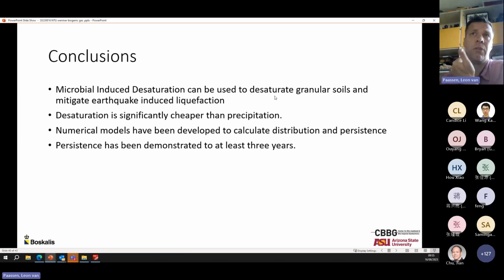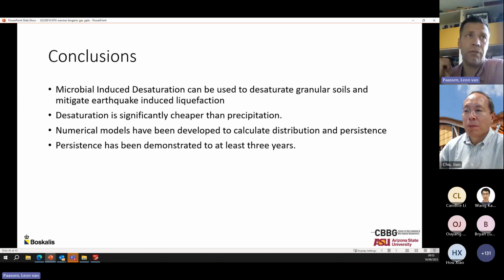that microbially induced desaturation can be used to desaturate granular soils and mitigate earthquake-induced liquefaction. And secondly, the desaturation is significantly cheaper than precipitation, so it's really low-hanging fruit in order to commercialize and try to get real projects ongoing. I think I've shown several numerical models which have been developed to calculate the distribution and persistence of the gas, but they still need to be improved.